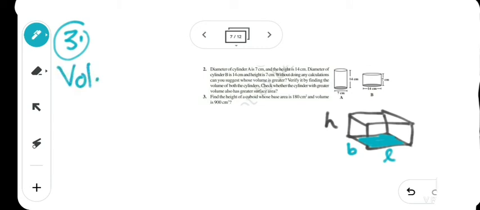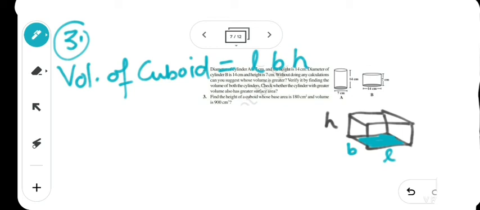You know that the volume of a cuboid formula is length into breadth into height. Now the volume of the cuboid is already given in the question as 900 centimeter cube. So I'll just write 900 under volume. Now we are given the base area.